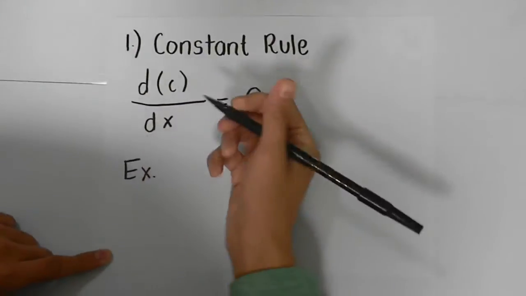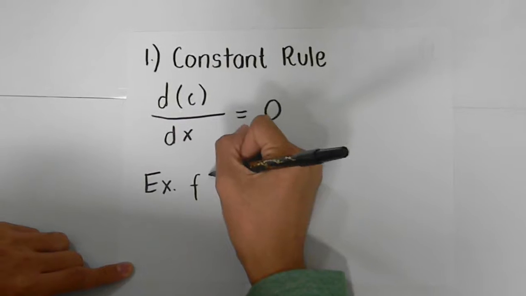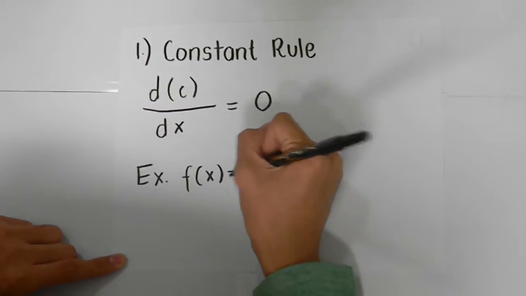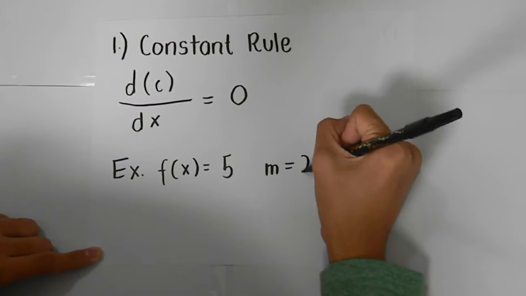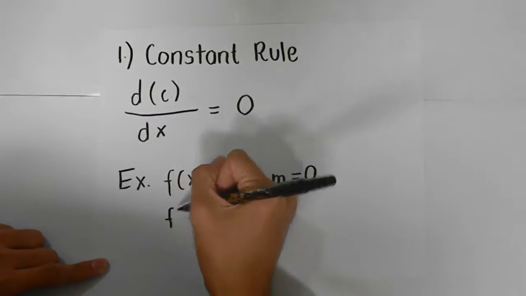For example, if f of x is equal to 5, then the slope is equal to 0. Therefore, the derivative of the function is also equal to 0.